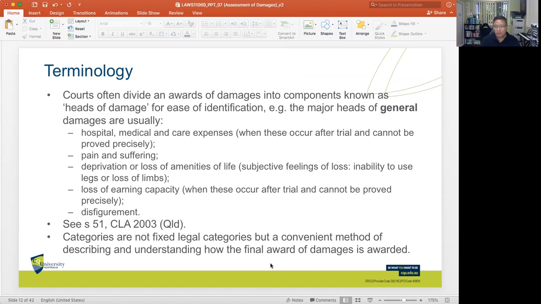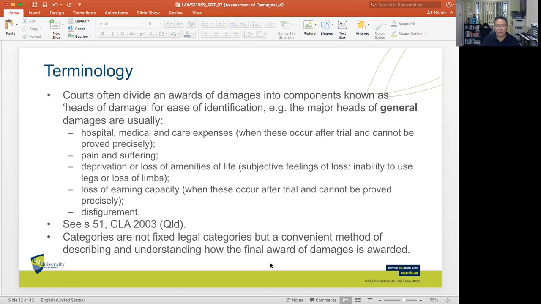Will the plaintiff be able to continue to work? Will the plaintiff continue to work full-time? Will the plaintiff be able to continue to work in the same kind of profession and so on? These all involve guesswork. So it's difficult to come up with a precise calculation or computation of the monetary damages that ought to be awarded. So in that sense, they're considered general damages. The same thing with disfigurement.